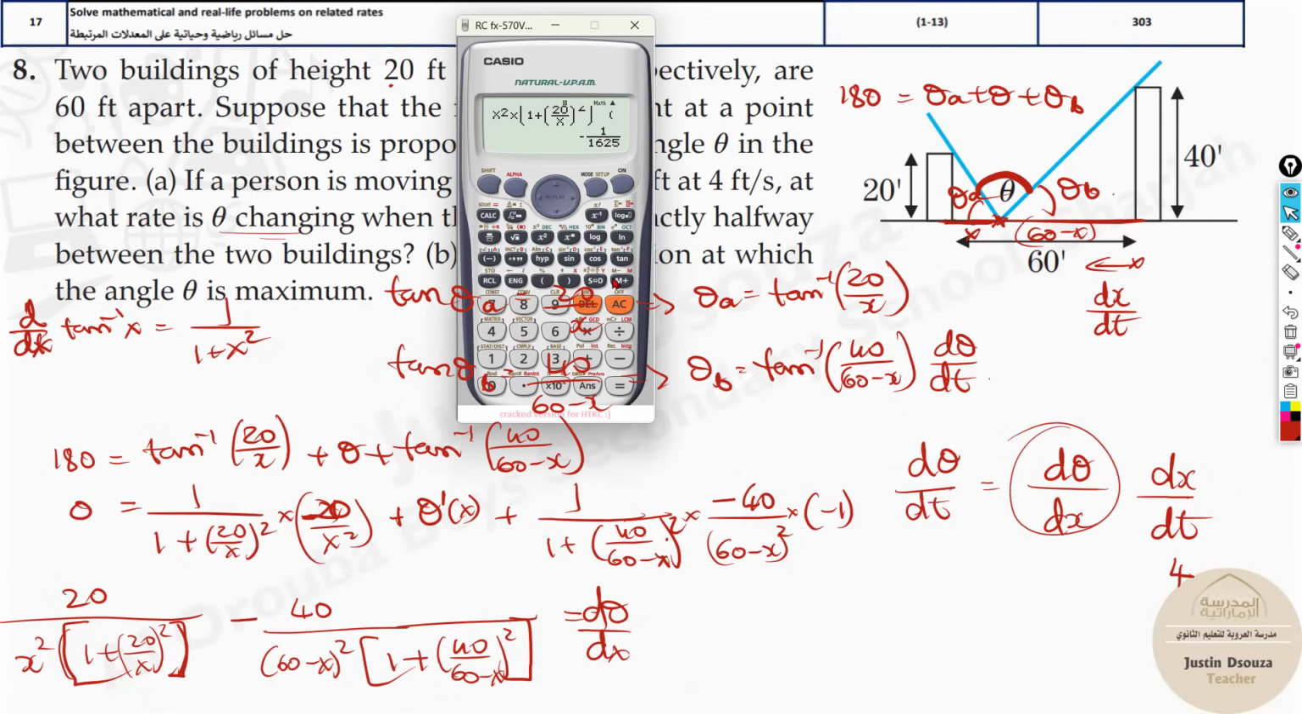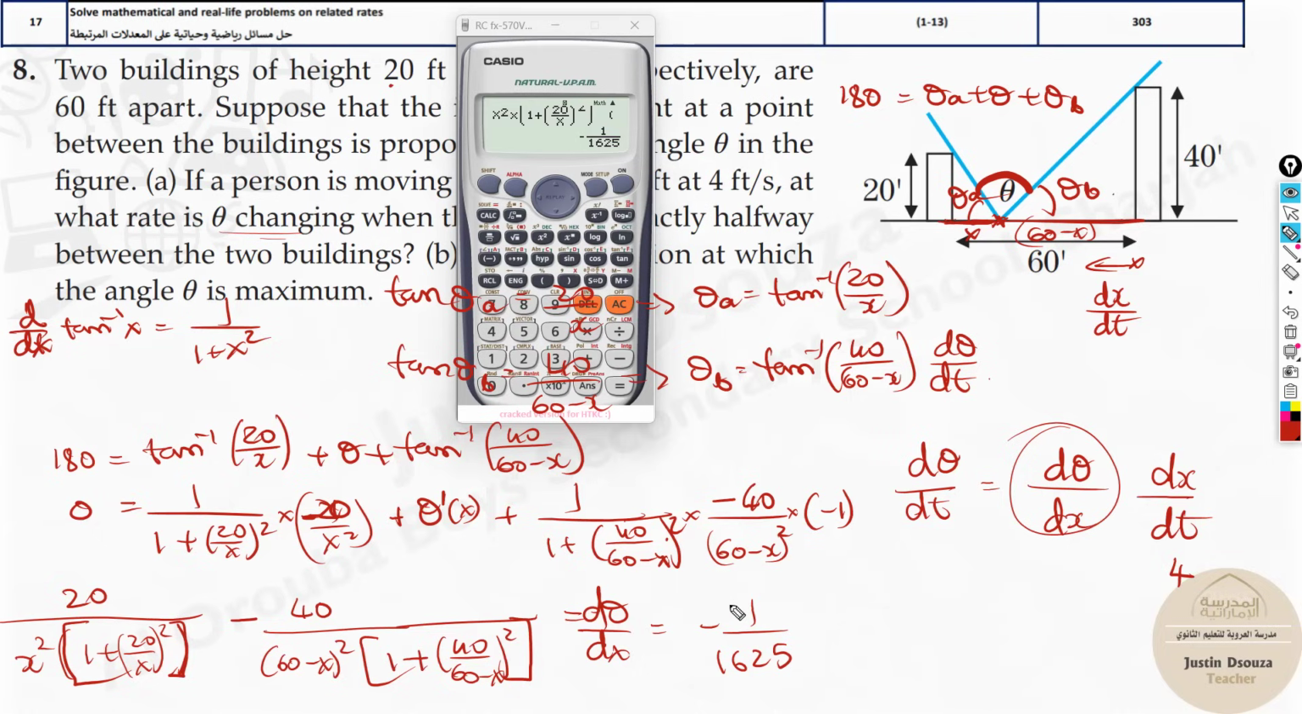And you don't need to press plus, directly 30 is enough. The value is minus 1 by 625. And yes, that's the correct answer. Wait, let me just write it out over here. That is the value of dx by dt. This is minus 1 by 1625.